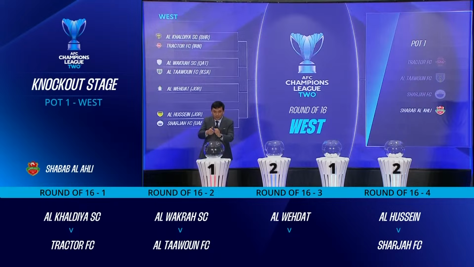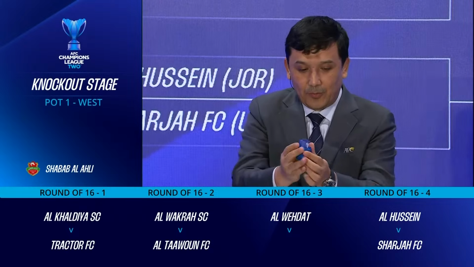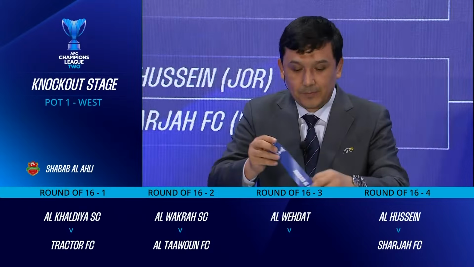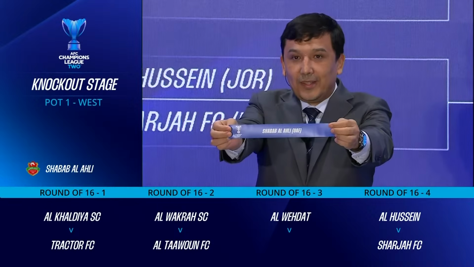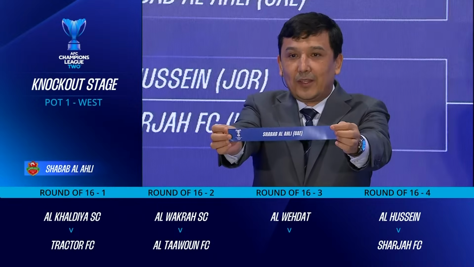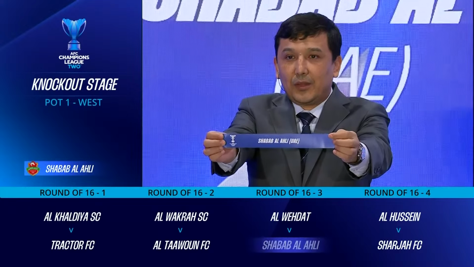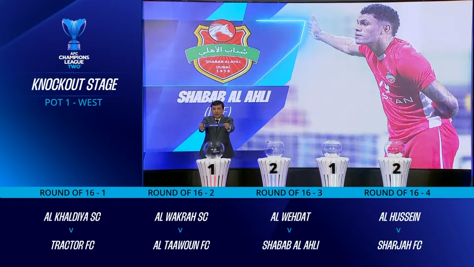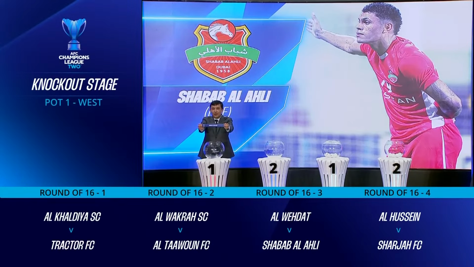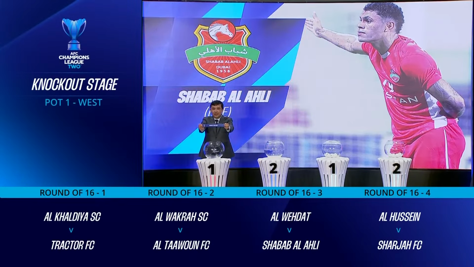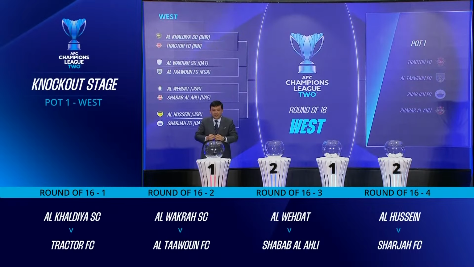The remaining ball should be Shabab Al Ahli from UAE. And here is the confirmation. They will play against Al Wahdat from Jordan. They are AFC Champions League runners-up in 2015, 2023-24 UAE Pro League runners-up, 8-time league winners, winners of Group D, and they will take position Team B in round of 16-3.